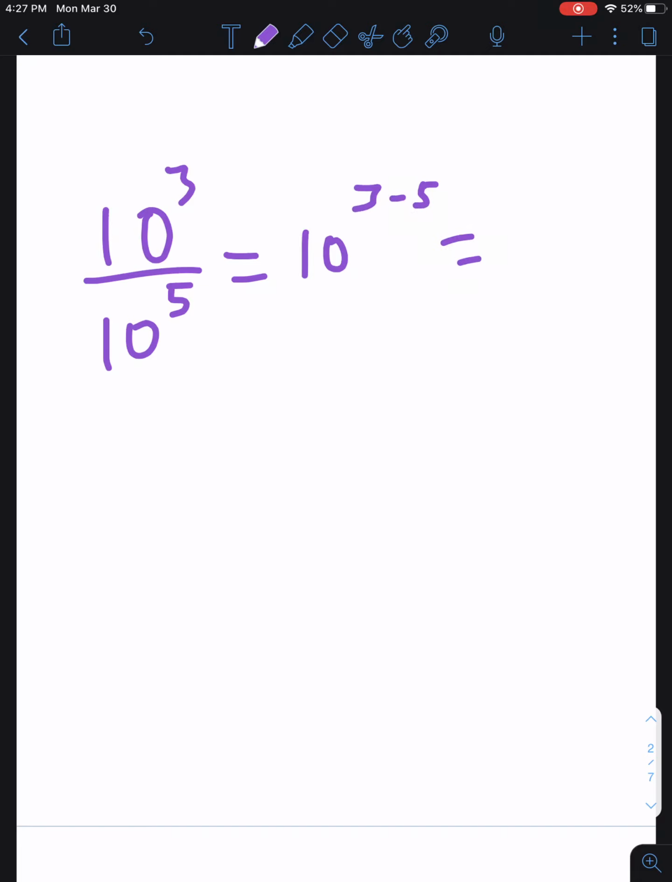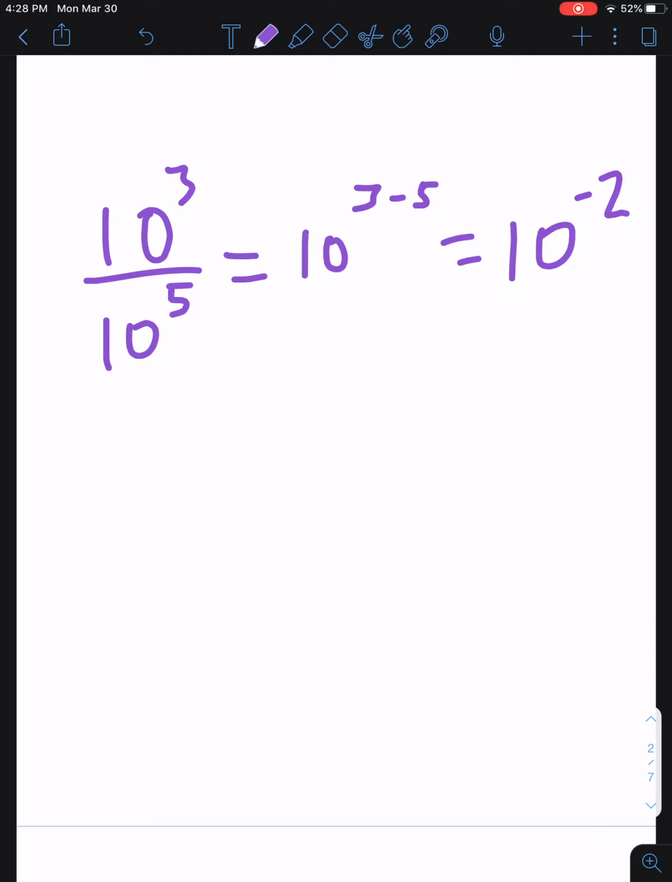All right, folks. So we're going to review the last lesson for a second. Let's say we have 10 to the third divided by 10 to the fifth. What rule are we going to use? Since we're dividing two powers, we're going to use the quotient rule, which is the same as saying 10 to the 3 minus 5. What is 3 minus 5? It's negative 2. So this gets us 10 to the negative second power.